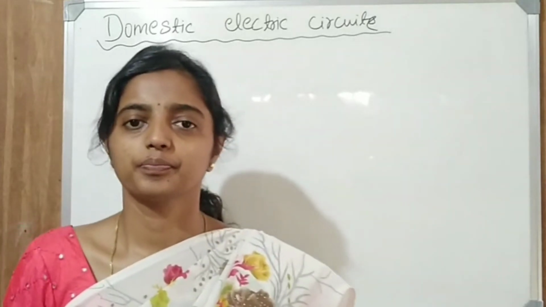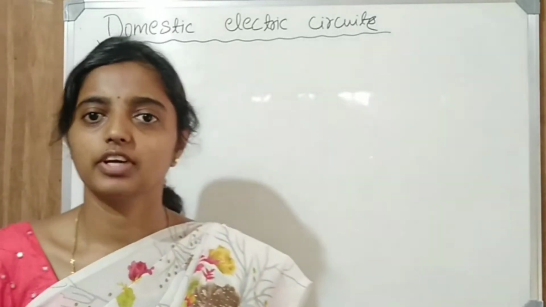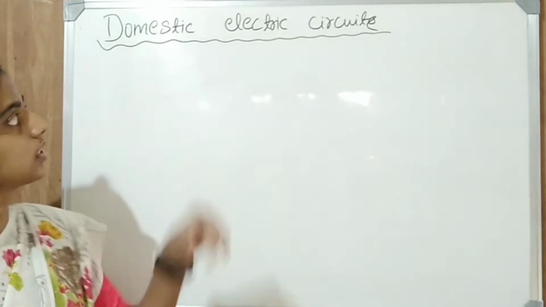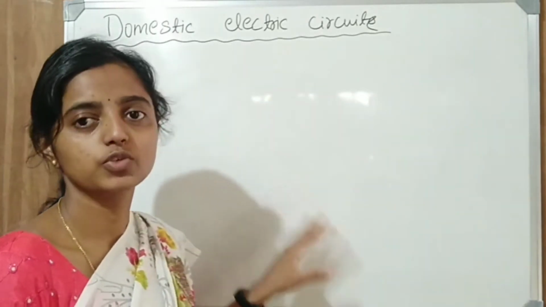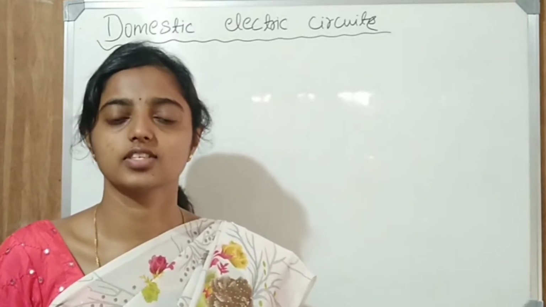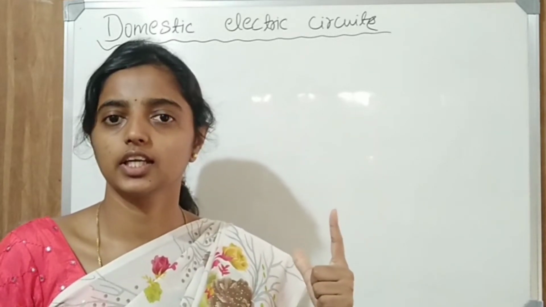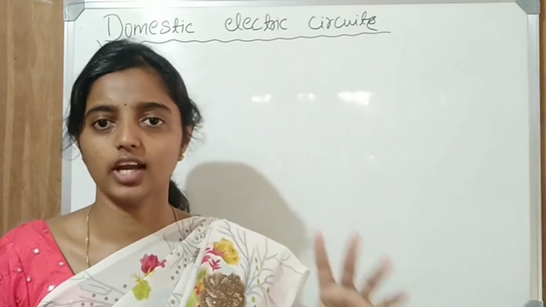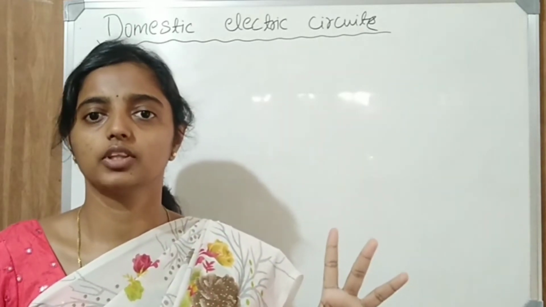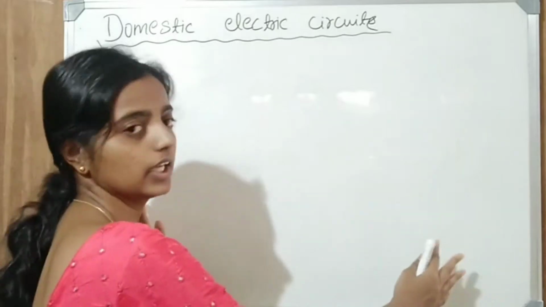Good afternoon, students. In this chapter, magnetic effect, this is the last topic, that is domestic electric circuits. Here we are studying something which we already learned in the electricity chapter. Something we learned in heating effect about fuse, overloading, short circuit, live wire, neutral wire, right? The same thing we'll study here in a little more detail.